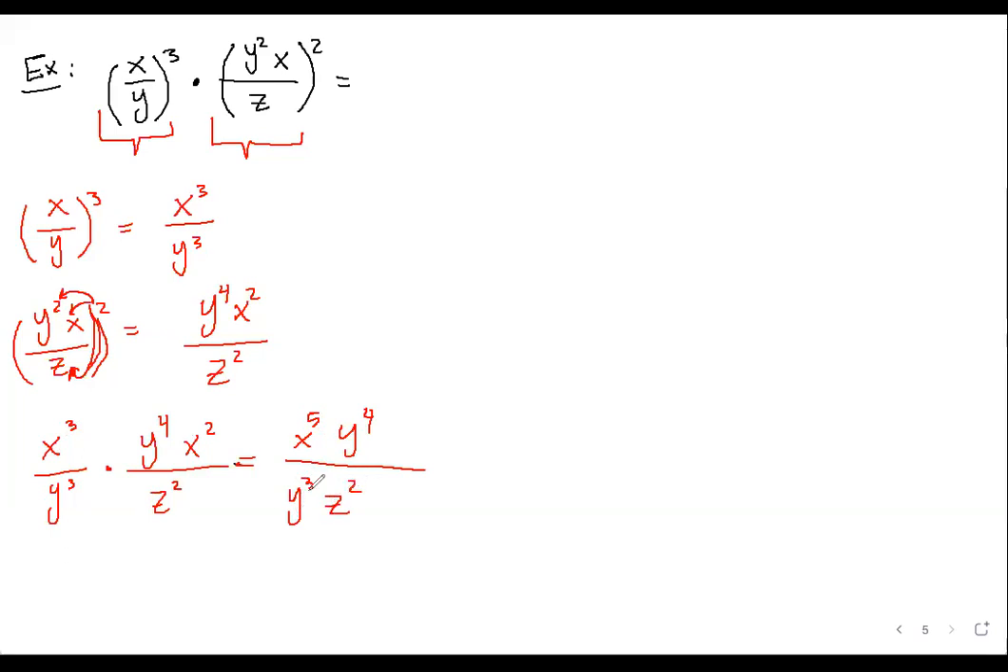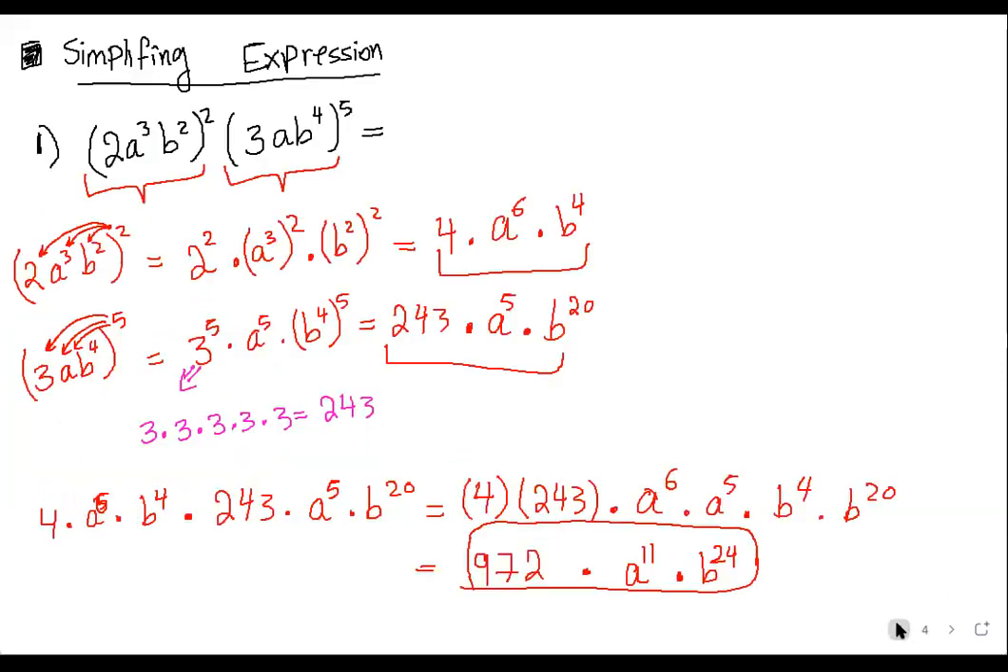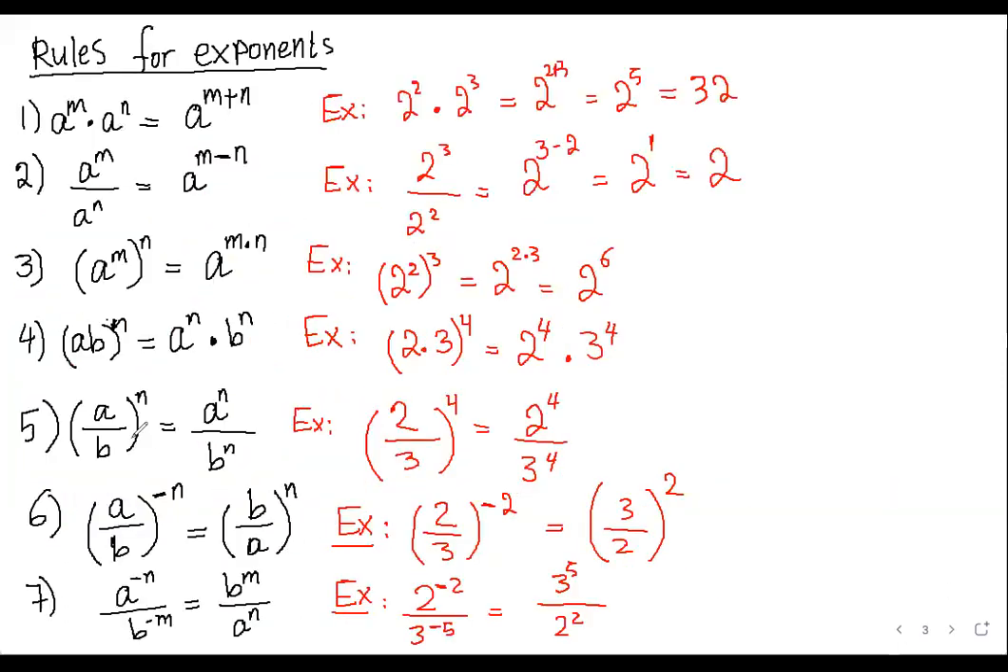I can simplify this one by this one. How? Like I said before in the rule, look at this rule here. This one, the second one: a to the m over a to the n is equal to a to the m minus n.